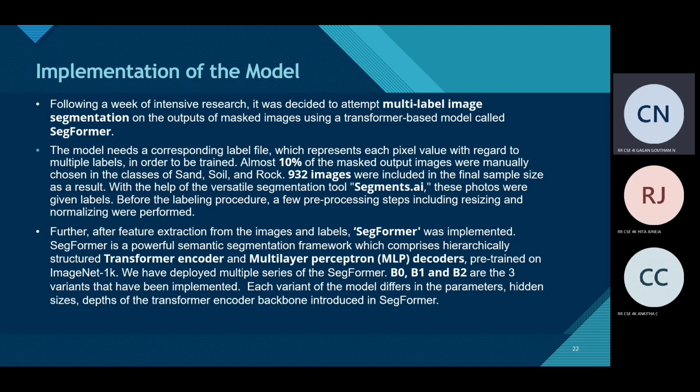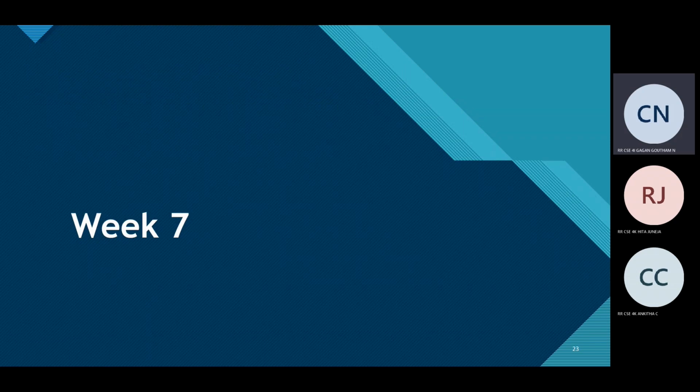Before the labeling procedure was carried out, a few preprocessing steps, including resizing and normalizing, were performed, and after this feature extraction was conducted so that the features were used by the model for the implementation. Each variant of the model actually differs in the parameters, hidden sizes, and depths of the transformer encoder backbone that is introduced in the Segformer.